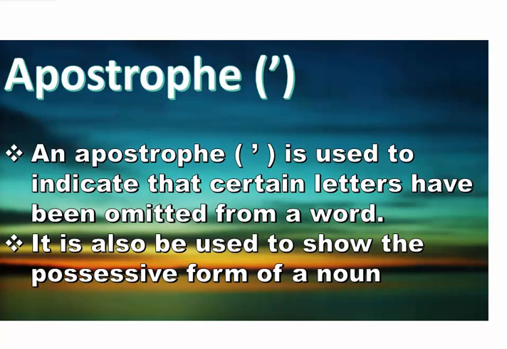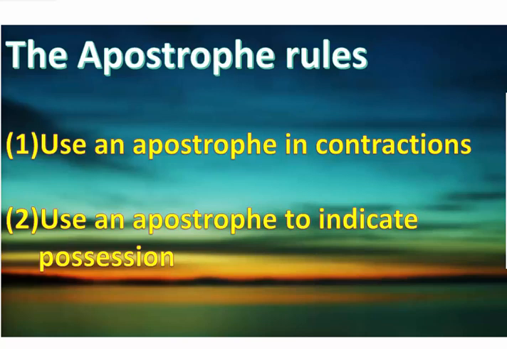Now let's move to the apostrophe. An apostrophe is used to indicate that certain letters have been omitted from a word. It can also be used to show the possessive form of a noun. Let's understand this from an example.